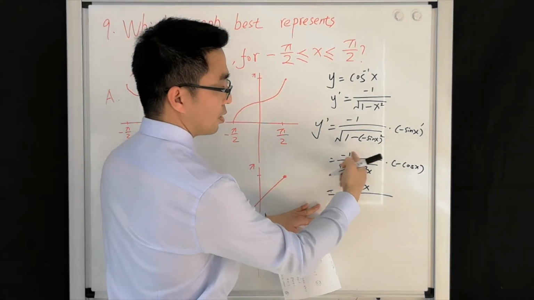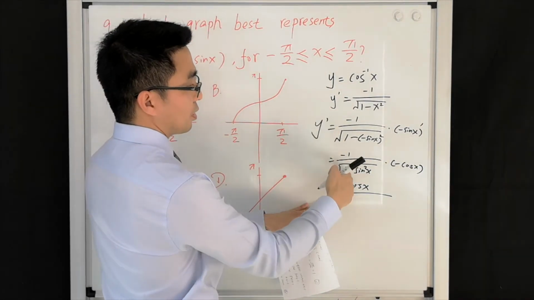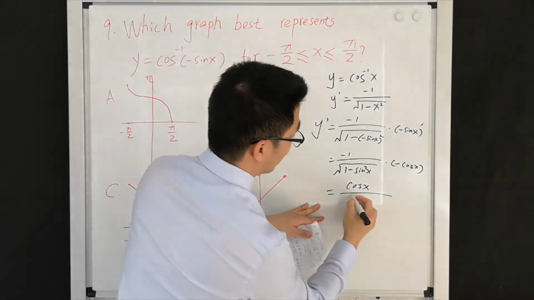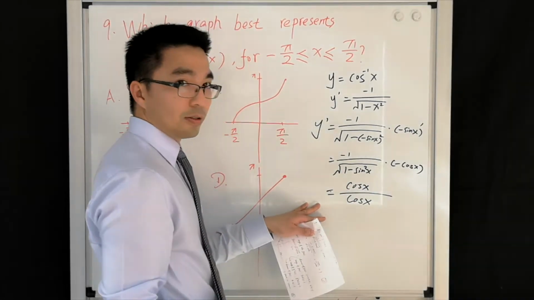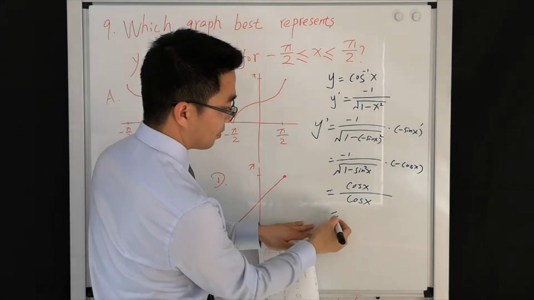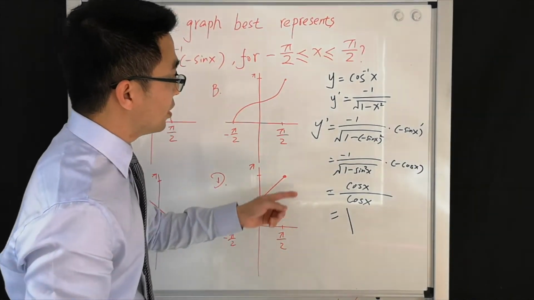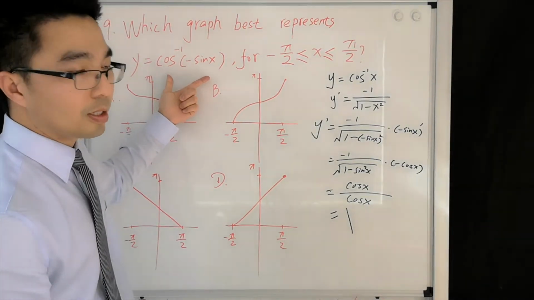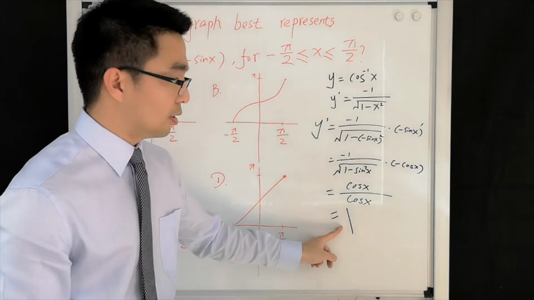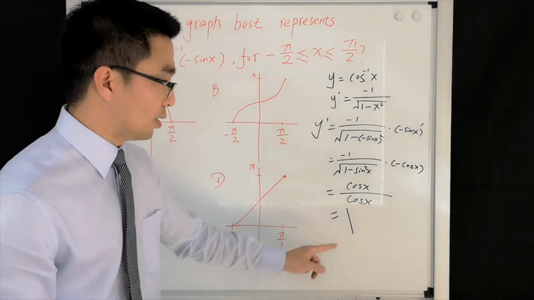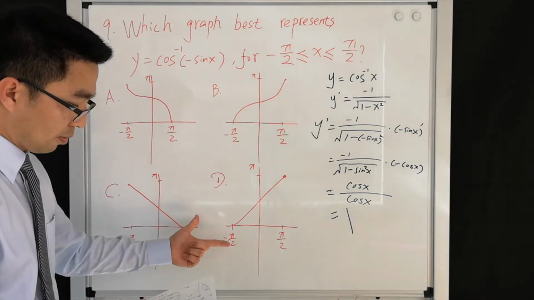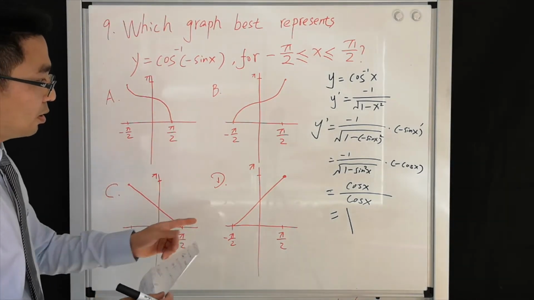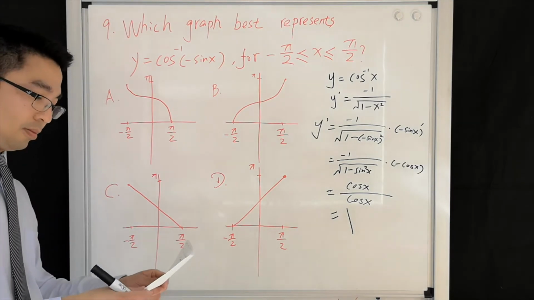In this range, the cos x is positive. So we have cos x is positive. So eventually we have 1, which means the changing rate of the original function keeps increasing, but at a constant rate. And the tangent is 1, so D is the answer. Yes.